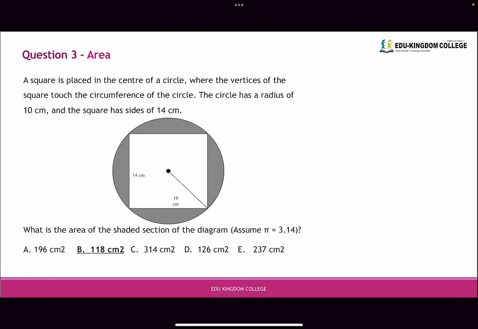Area, so this shouldn't be too hard. It should have just been squares placed in the center of a circle. So it should have been find the area of the circle using this radius here, and then find the area of the square using these sides here. And then once you do area of circle minus area of square, okay, you should have gotten part B.